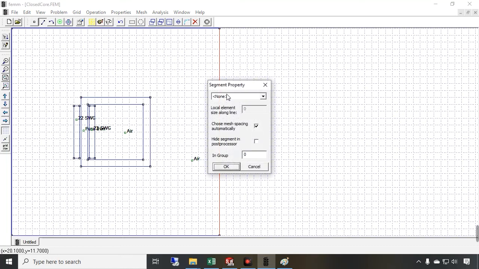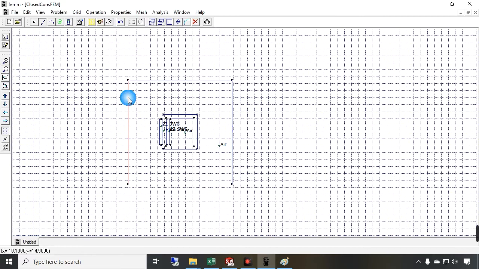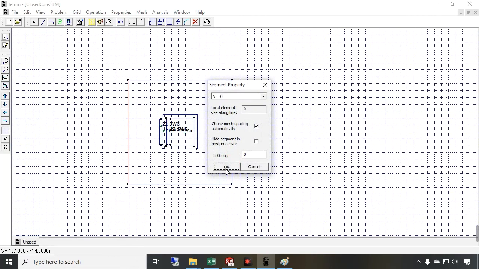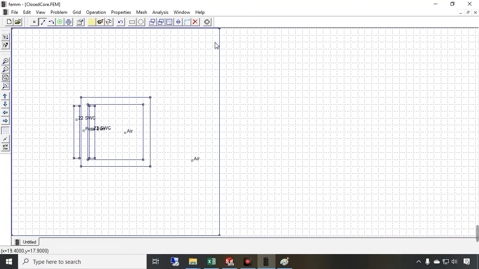Select segment. Right click, space. This is the boundary condition here. Right click, space. Boundary condition. Right click, space. And right click, space. So I applied 4 boundary conditions on these 4 edges.